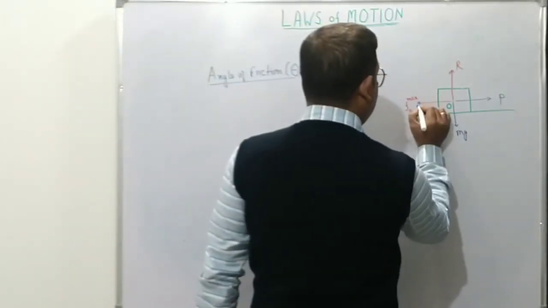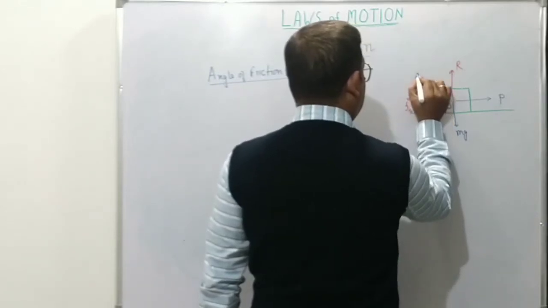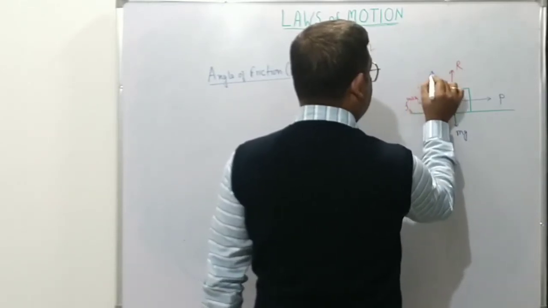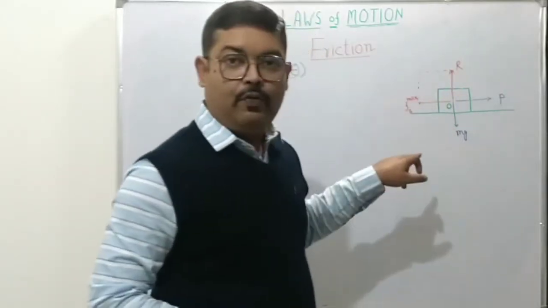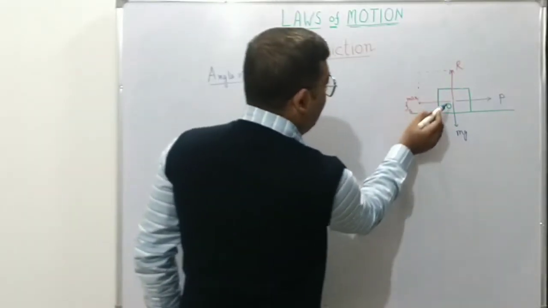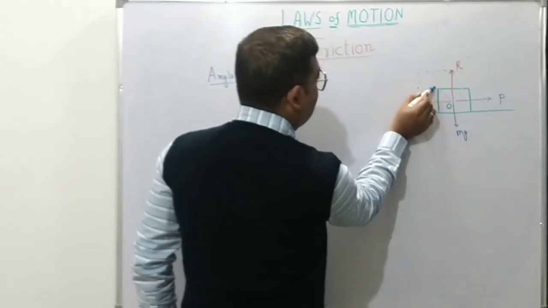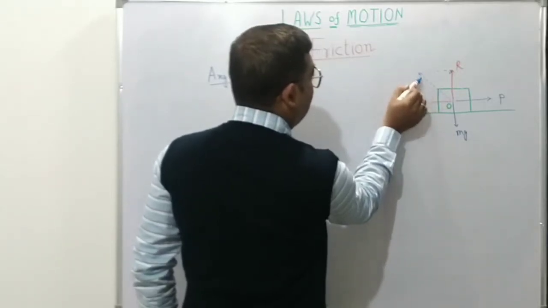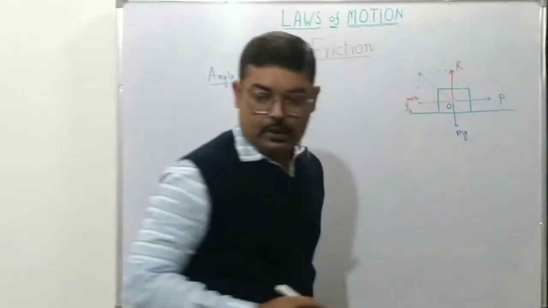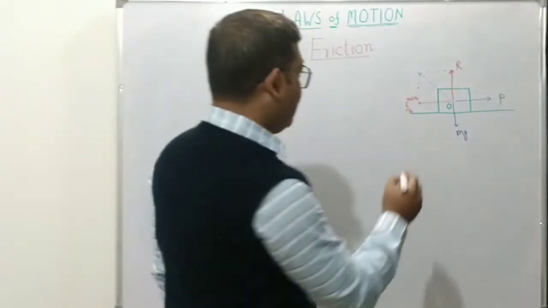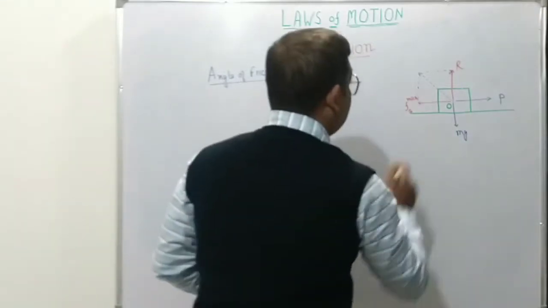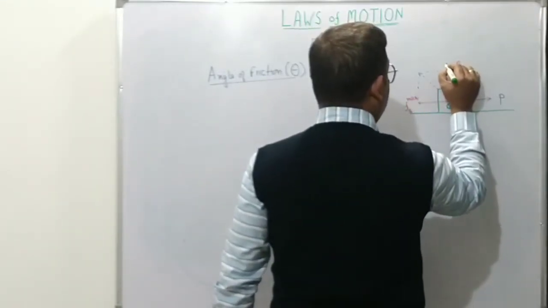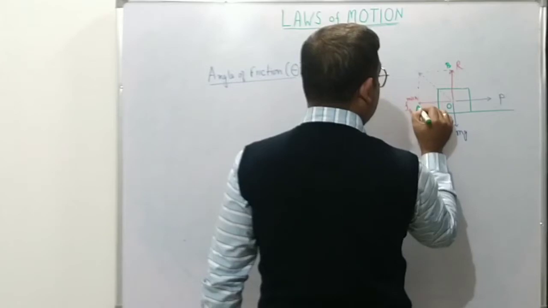we can always find the resultant between the normal reaction and the frictional force, right? By drawing this diagonal. Let's give these points certain names. This is O. Let's call this point B. This is A and this is C.